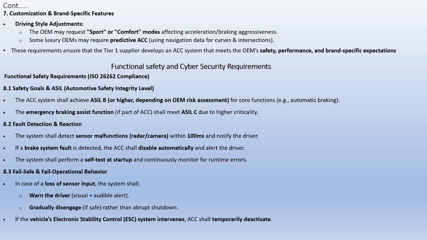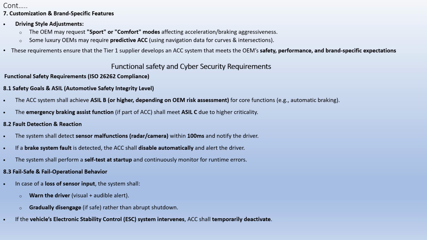First is the safety goal and the ASIL. Nowadays, every OEM wants every functionality to achieve a minimum of ASIL B or higher, depending upon the OEM risk assessment. As long as it is meeting the ASIL B requirement, it is considered to be reasonably safe. So this adaptive cruise control system shall achieve ASIL B for core functions. What are the core functions? Like automatic braking. Next is the emergency braking assist function. That part of the ACC shall meet ASIL C due to higher criticality.